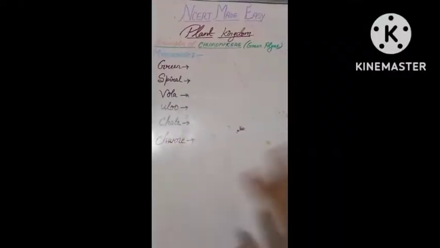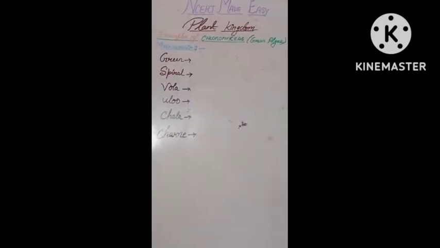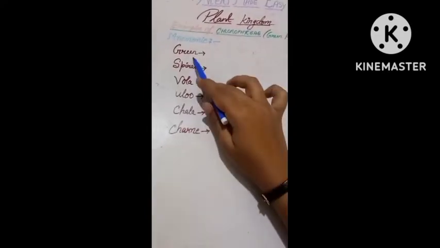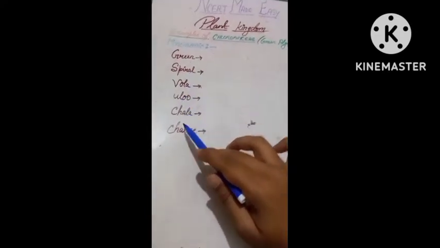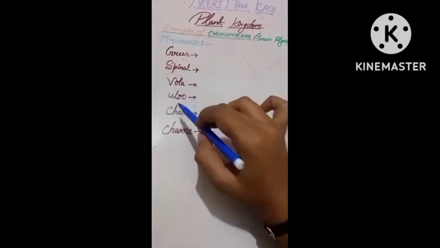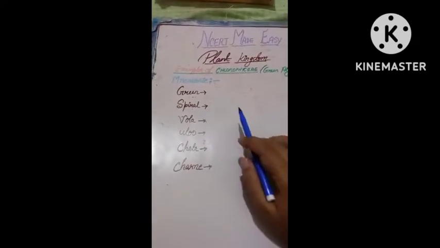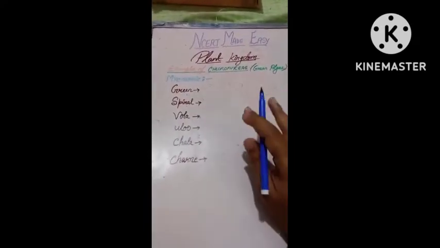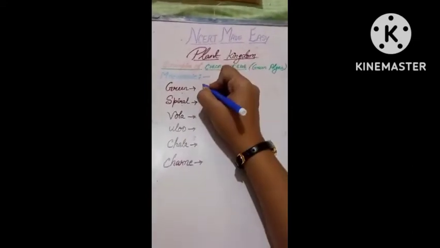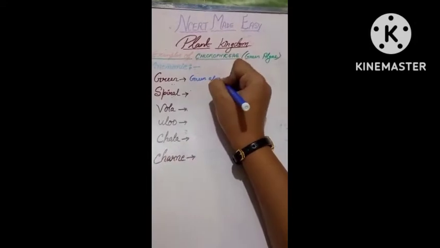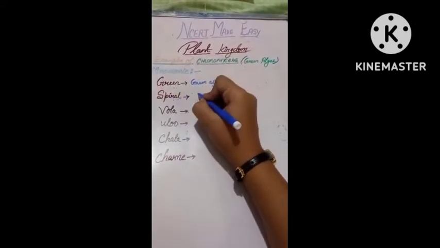Starting with the examples of Chlorophyceae, that is green algae. Its mnemonic, memory code, is: green spiral bhola ullu chala charne. It's very easy. Now I'm going to tell you how this mnemonic represents the examples of green algae. Green means green algae. Spiral represents Spirogyra.